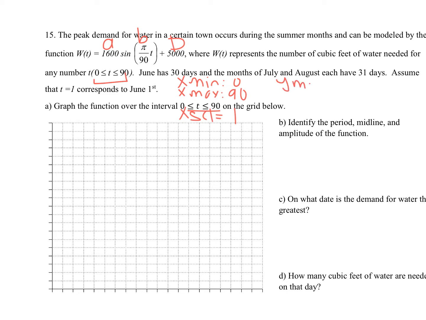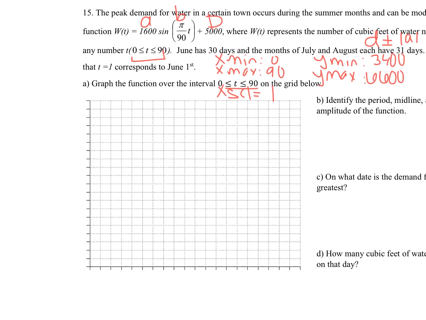Your y min, y max is that d plus a, d minus a absolute value thing. So remember, it's d plus or minus the absolute value of a. The a is not negative here, so you don't have to worry, but if it was, it would become positive for this to work. So you're going to do 5,000 minus 1,600, so that gets you 3,400, and 5,000 plus 1,600, which is 6,600. And you're going to graph. You're going to type it in your calculator.